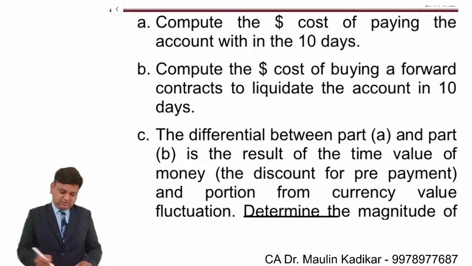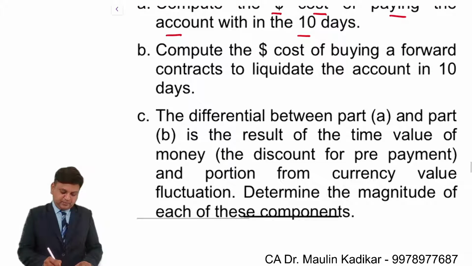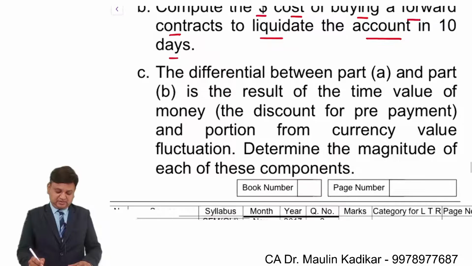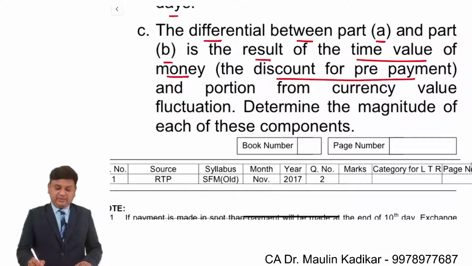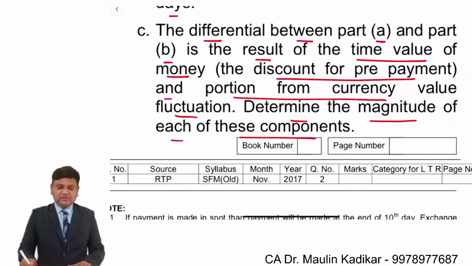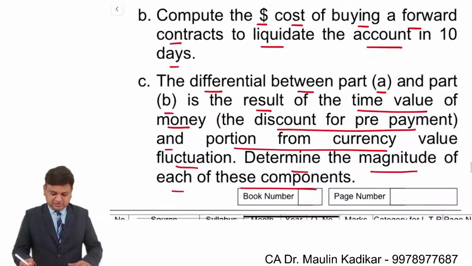Question: Compute the dollar cost of paying the account within 10 days. Compute the dollar cost of buying a forward contract to liquidate the account in 10 days. The differential between part A and part B is a result of the time value of money, discount for prepayment, and the portion from the currency value fluctuation. Determine the magnitude of each of these two components. That is the question.